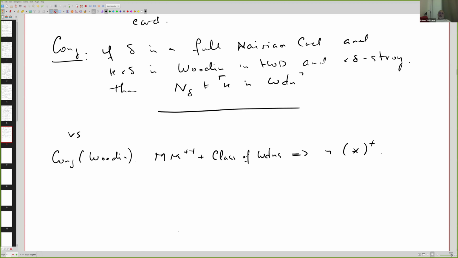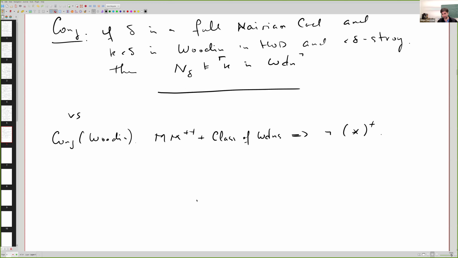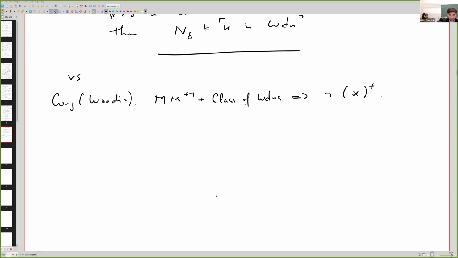So I just want to next say a couple of structural things about the Nairian model that are used in this proof, and then we just emphasize that we don't know how to get these things for the full one.